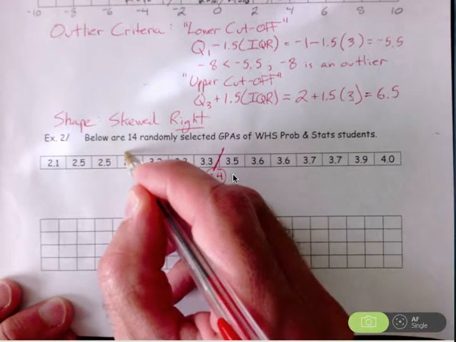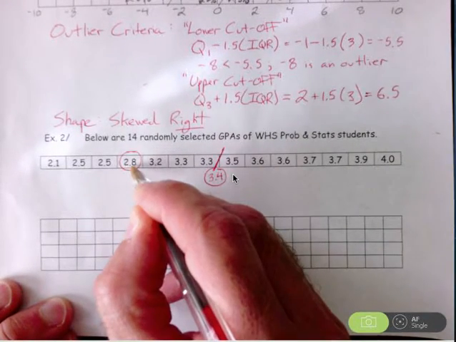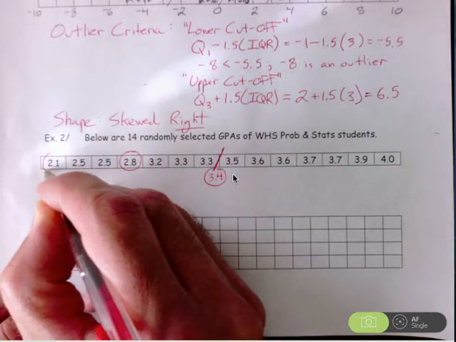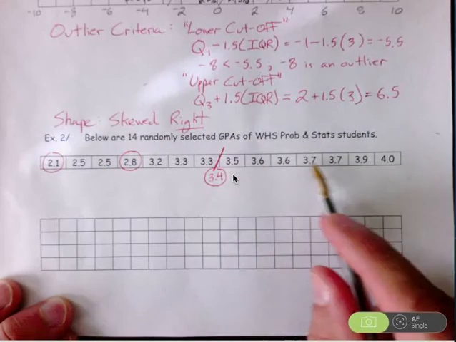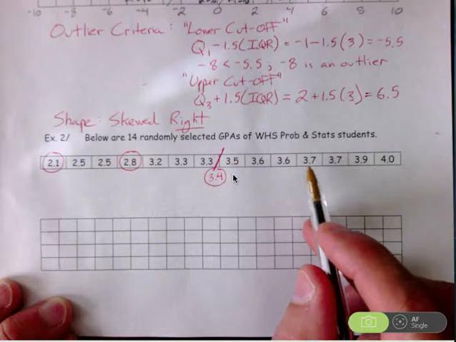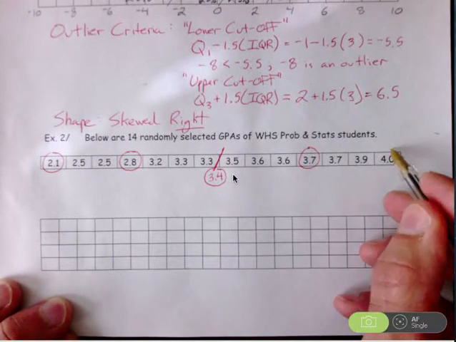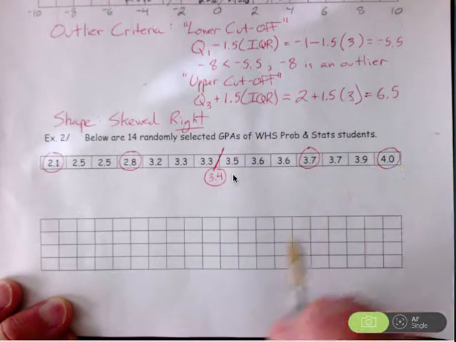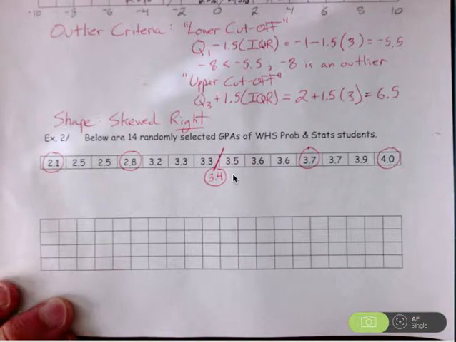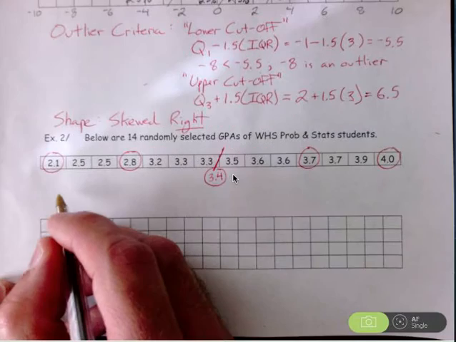So here's the middle of the lower 50%. There's Q1. Here's the minimum. Here are the upper 7 observations. So here's the middle of them. Here's Q3. And here's the maximum. So I already have the 5-number summary without ever having typed the data into the calculator.